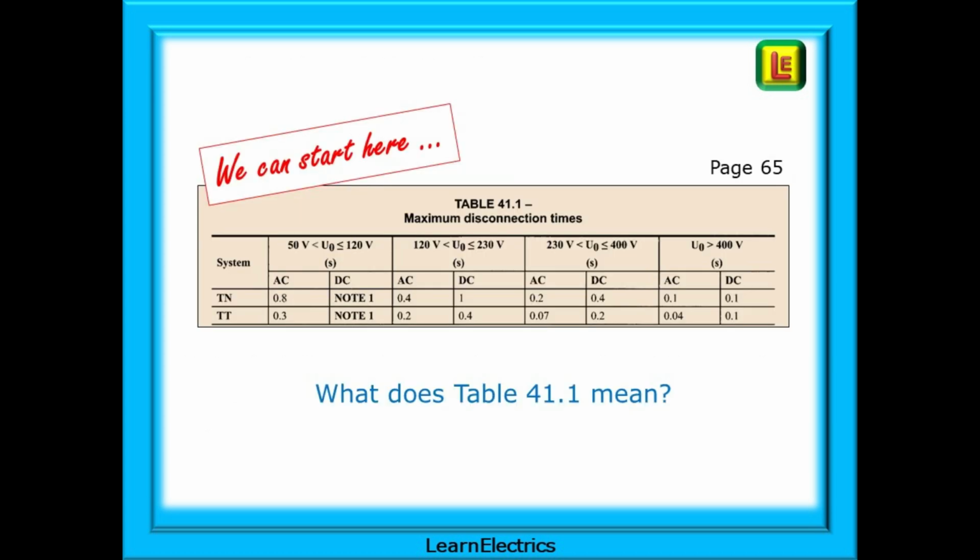We should start this video with table 41.1 on page 65. This table gives us the required disconnection times for final circuits. It tells us how quickly a protected device must react to a fault current and disconnect the supply to the circuit for different voltage ranges and earthing system types.